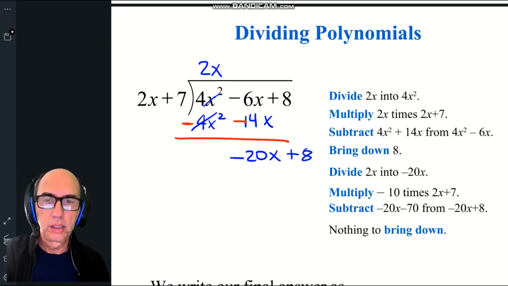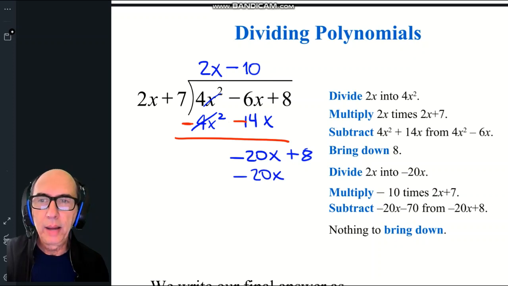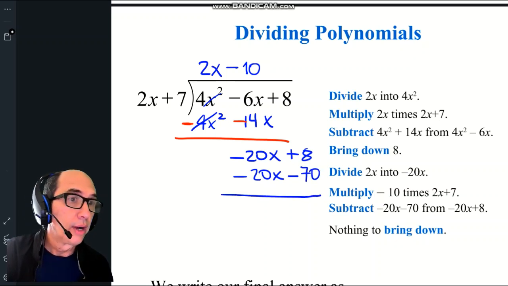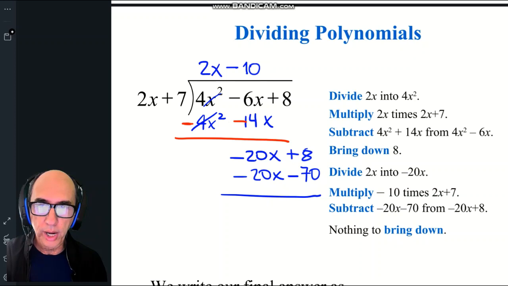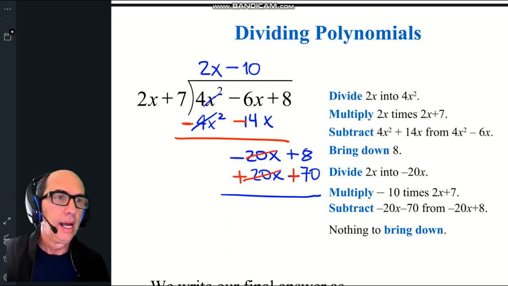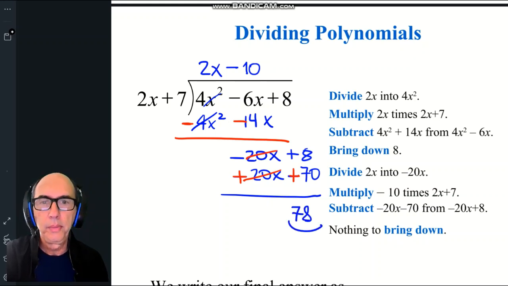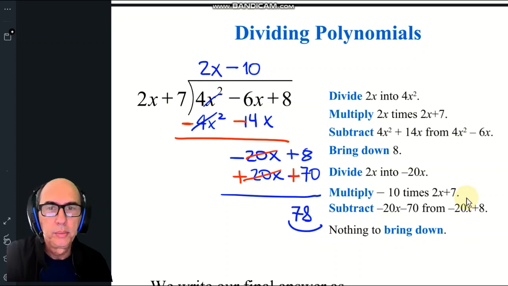Divide the first term, negative 20x, by 2x. That's negative 10, right? Negative 10 times 2x, negative 20x. Negative 10 times positive 7, negative 70. Don't forget, this is very important. Don't forget to subtract. When you subtract, you change all signs. This will cancel out. And 8 plus 70, 78. That's the remainder. We don't have anything else to bring down. That's going to be the remainder.